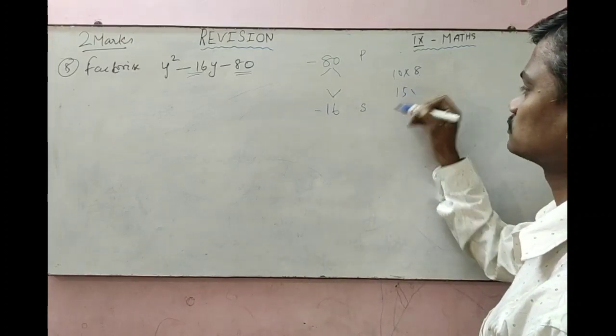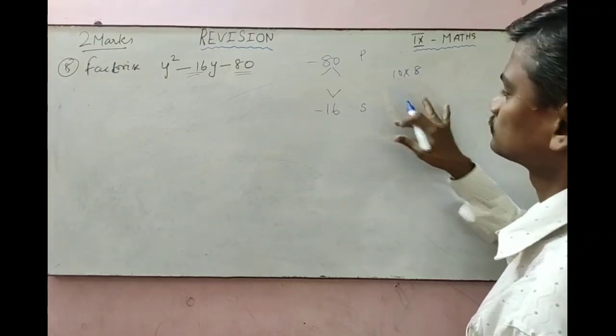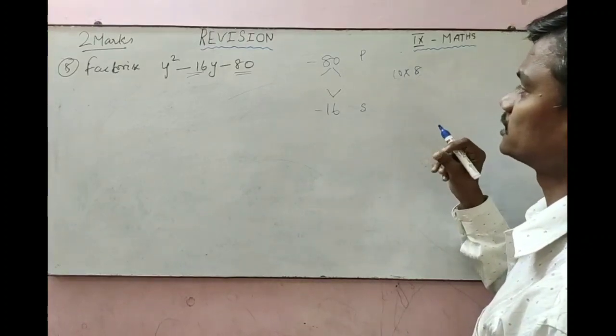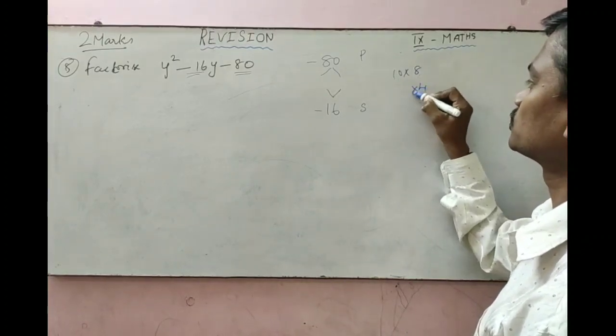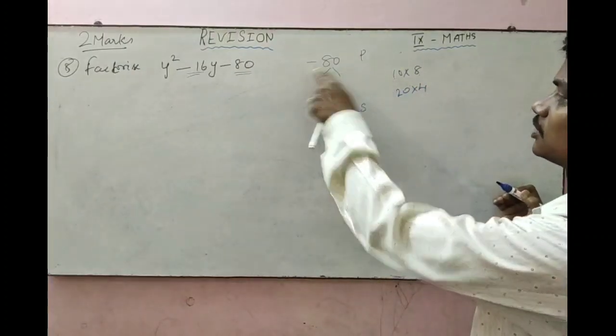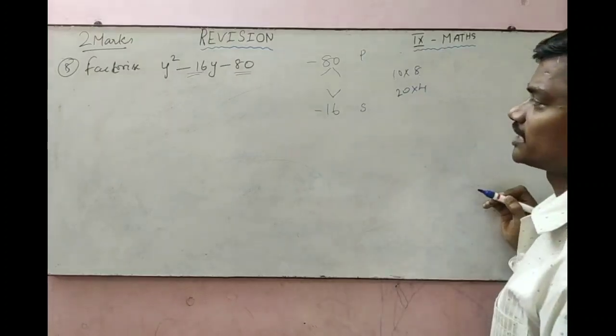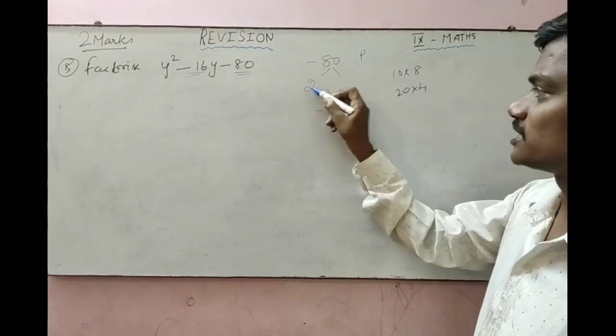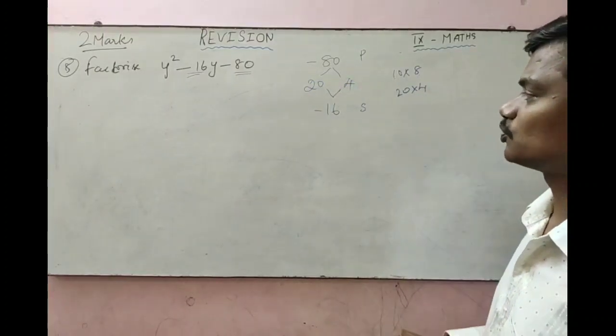15 into 15 வராது. 10 8s are 80, 4 into 20 is 80. If you subtract these two, you will get minus 16. So I am going to split this 80 as 20 into 4.